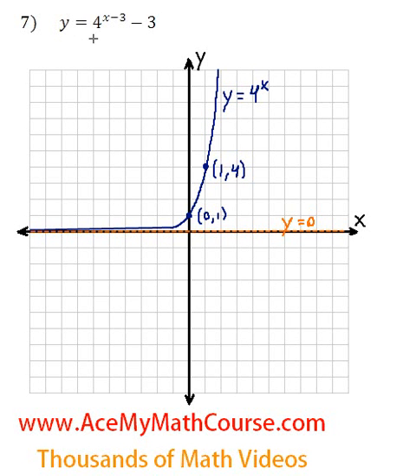Sketch the graph of y equals 4 to the power of x minus 3 minus 3. And I've already done some work over here. I have y equals 4 to the power of x, the blue line, right? And I highlighted a couple of important points. And also the asymptote, which is y equals 0, just this dotted orange line over here.